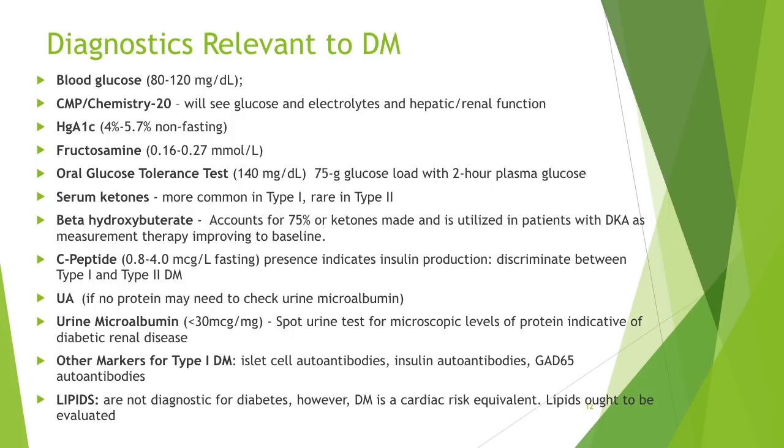The beta hydroxybutyrate is a more sensitive test for ketones, and it accounts for about 75% of ketones in the blood, and is utilized in patients once they've been diagnosed with diabetic ketoacidosis as an indicator of management and how well the therapy is improving.